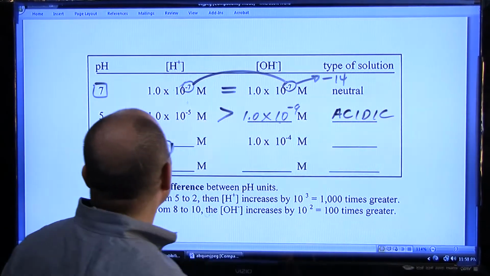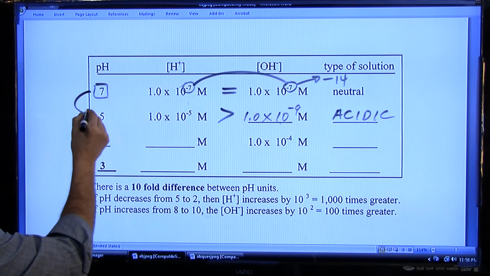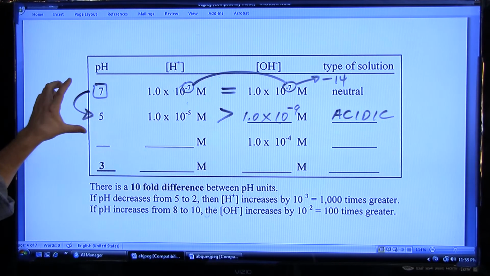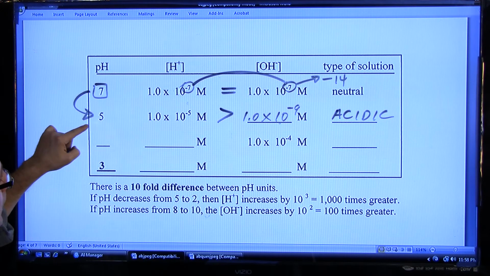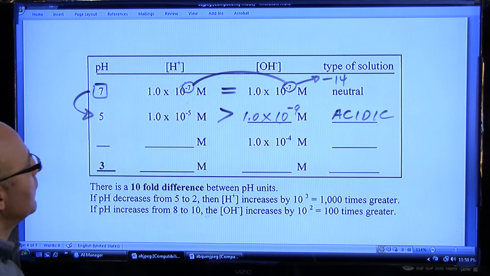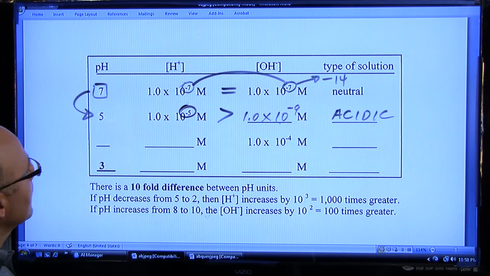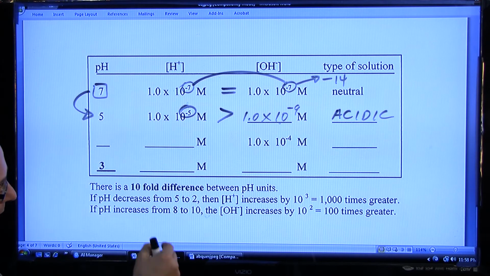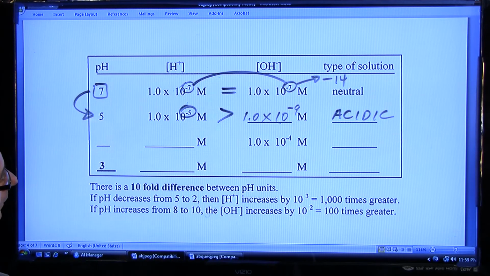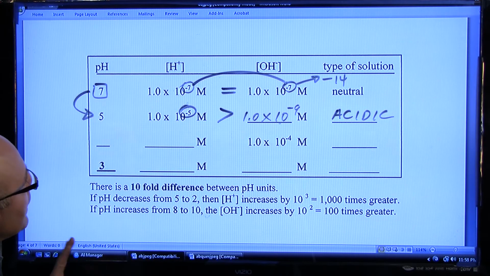Now, about the point I made before. Notice as we're going from a pH of 7 to a pH of 5, the pH number is decreasing, but the concentration of H plus is going from 10 to the negative 7 to 10 to the negative 5. So that's a greater quantity. The reason why, as you decrease the pH number, it's a greater amount of H plus is because we're dealing with negative exponents. The pH scale is a negative exponent scale.